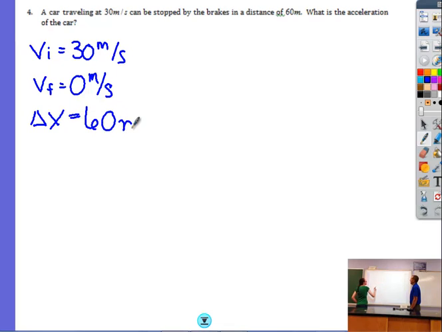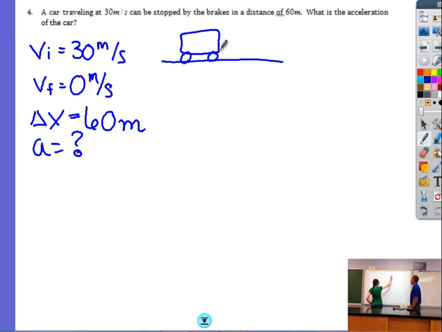Exactly. Now, delta x is 60 meters, and I'm looking for my acceleration in this problem. So let's draw a little picture. I'm going to just call right positive, left negative. It's going to be stopping, so what will I expect my sign of acceleration to be? Well, which way is it going? It's going to be going in the positive direction, so then our acceleration had better be negative. So I'm going to be expecting a negative acceleration if I'm going to say I'm moving in the positive x direction.